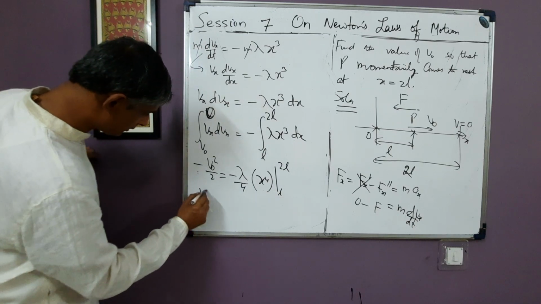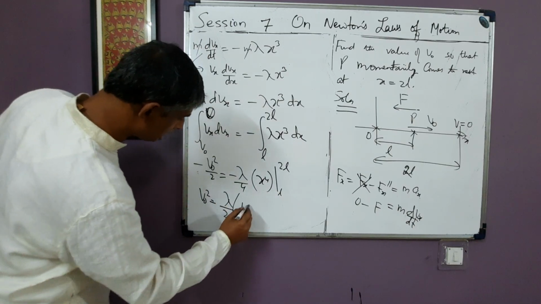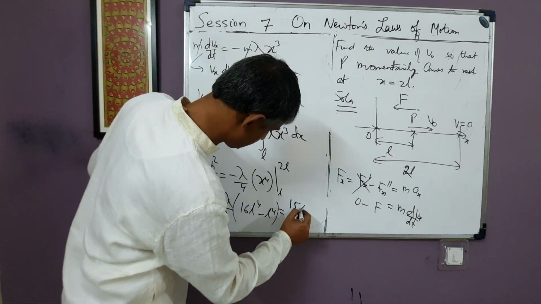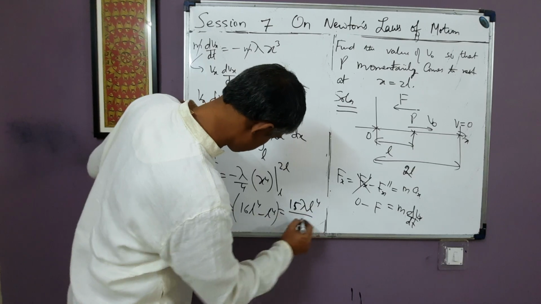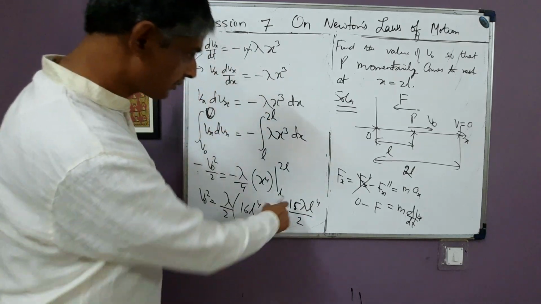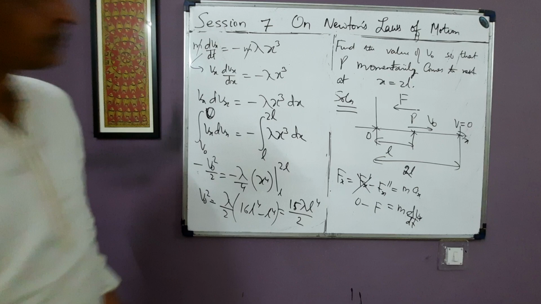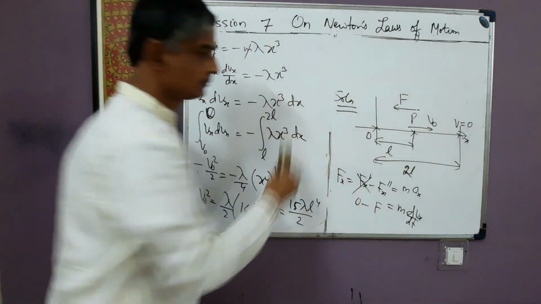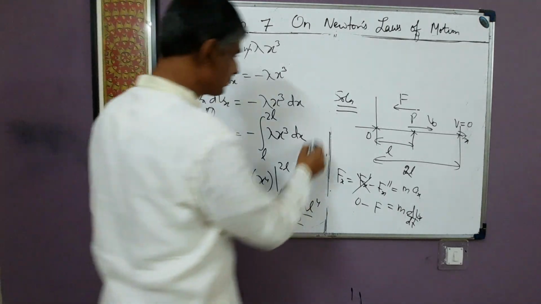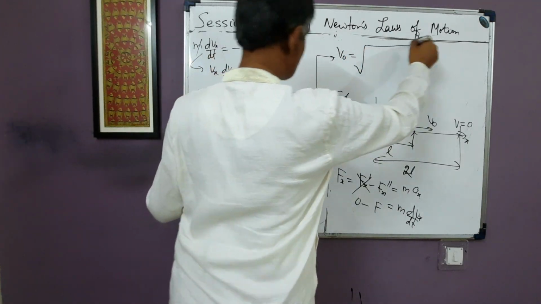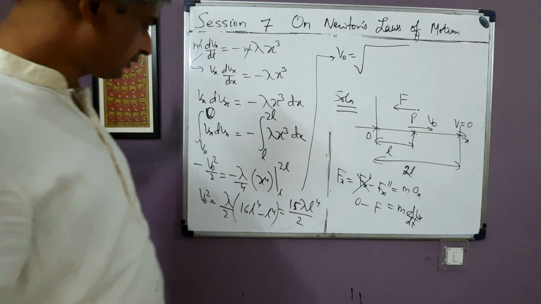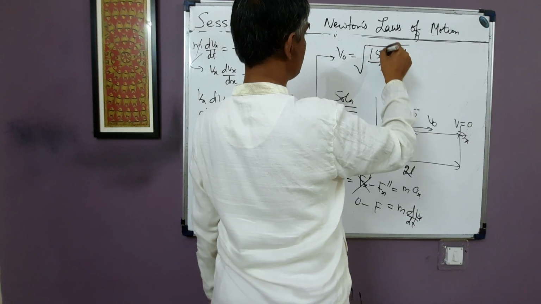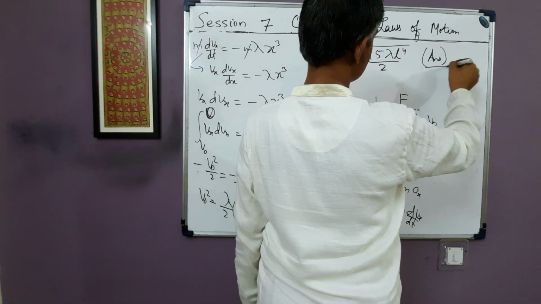So this becomes v naught square equal to lambda by 2 times 16L power 4 minus L power 4. This becomes 15 lambda L power 4 by 2. So v naught becomes the square root of this quantity. On simplifying it, v naught is root under 15 lambda L power 4 by 2, which is therefore the required answer.